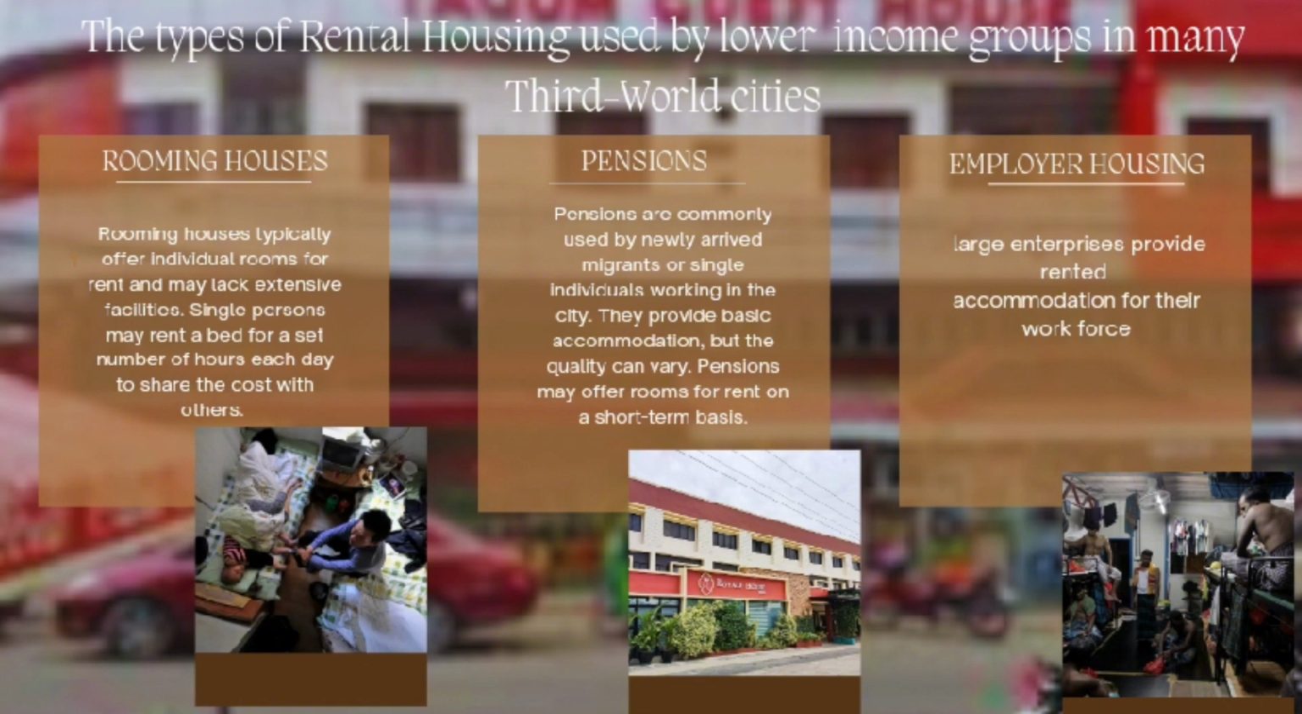First is rooming houses, pensions, employer housing. So this rooming house is a multi-tenant house where 4 or more people rent rooms and share kitchen or washroom. Next is pension, a type of guest house or boarding house. So pensions are commonly used by newly arrived migrants or single individuals working in a city.